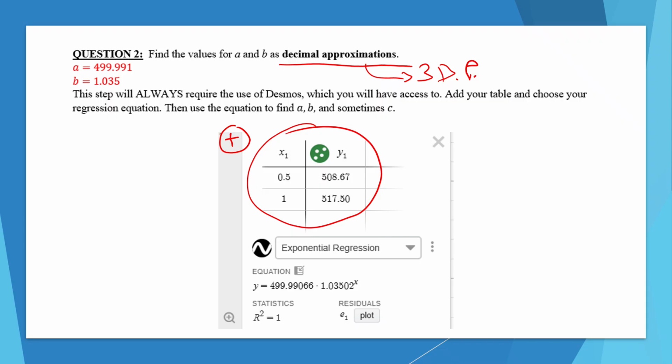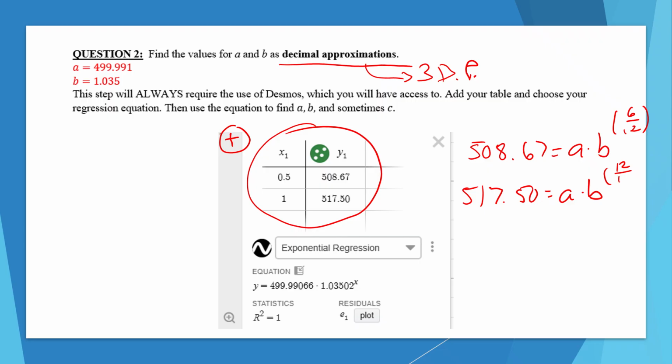And it's pretty easy, right? If we have both functions being 508.67 equals a times b to the power of 6 over 12. And then we have 517.50 equals a times b to the power of 12 over 12. This is going to be mimicking an exponential regression, right? And so this is exponential regression, but remember, exponential regression in Desmos is in the form of a times b to the power of x.